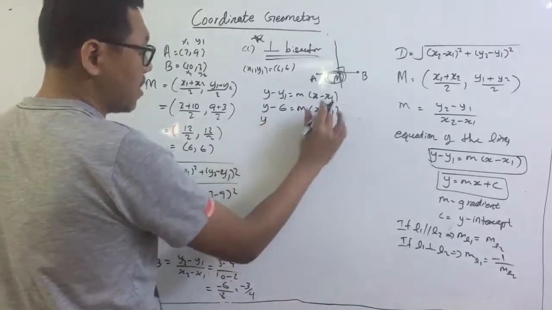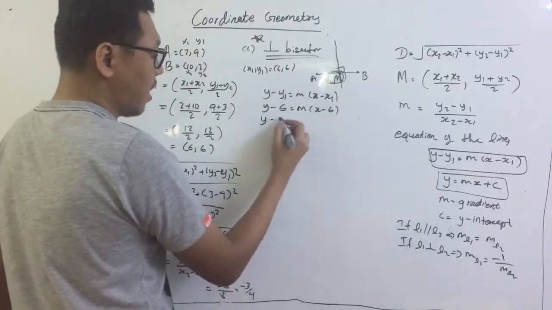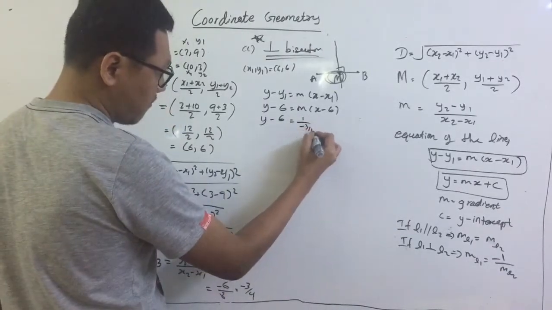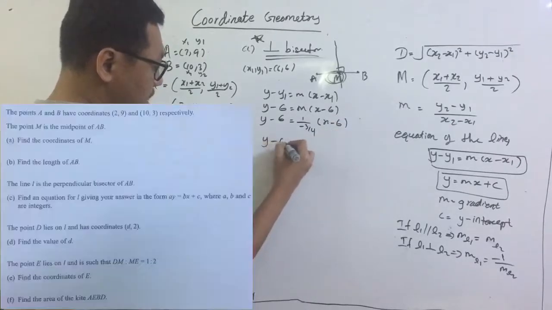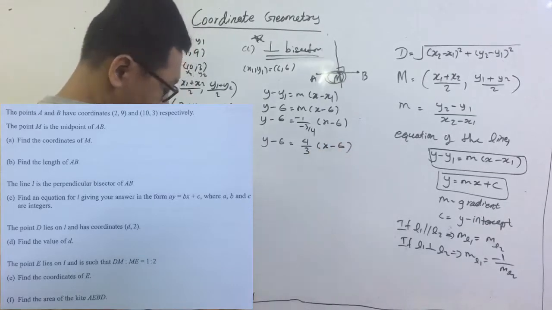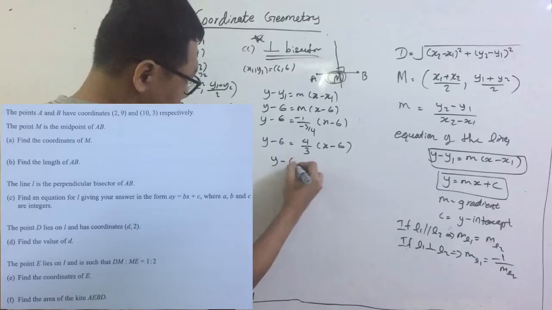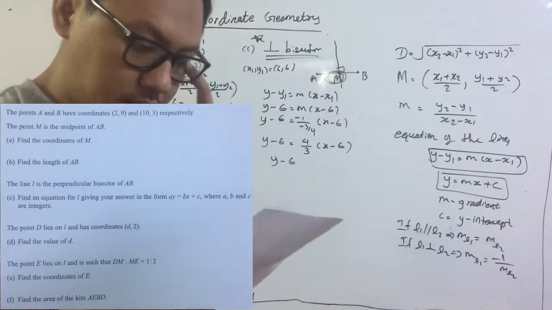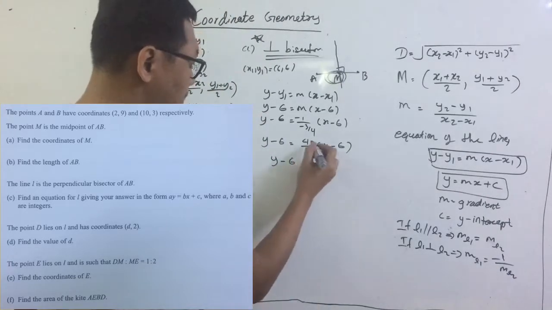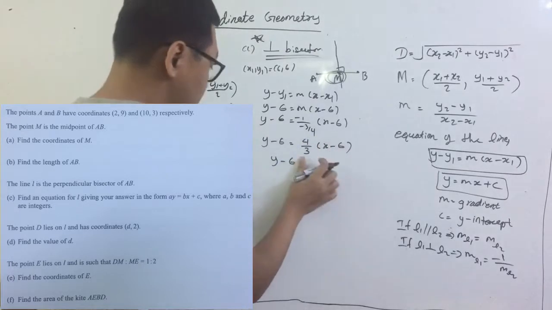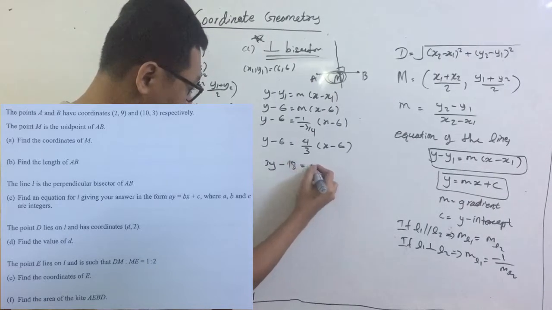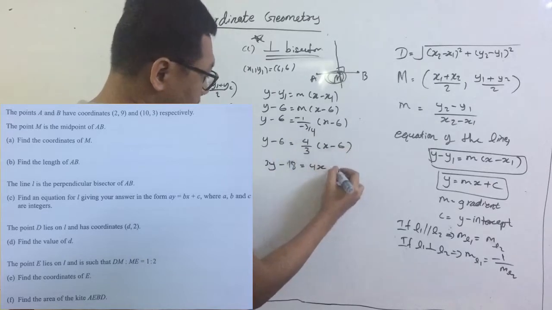So y minus 6 equal to 4 by 3 times (x minus 6). That's one important thing. They say you have to be careful, a, b, and c are integers, so we don't want fractions. If you multiply like this, you will get 4 by 3 x, which will be a fraction. So I'm gonna multiply by 3 here. 3y minus 18 equal to 4x minus 24.